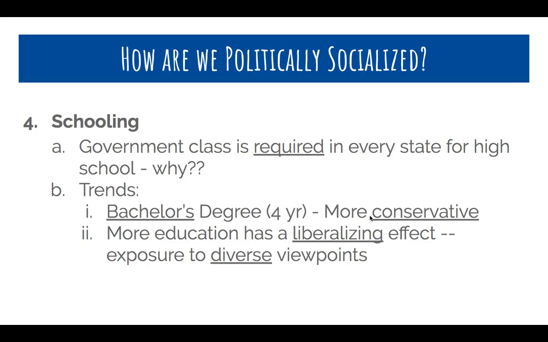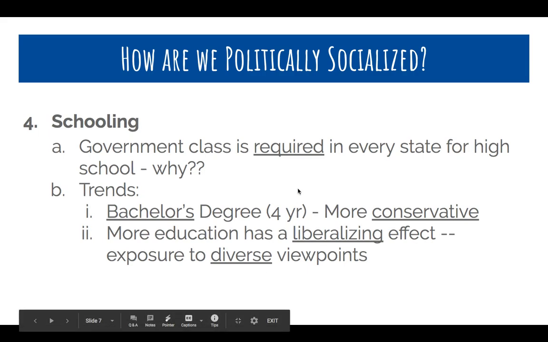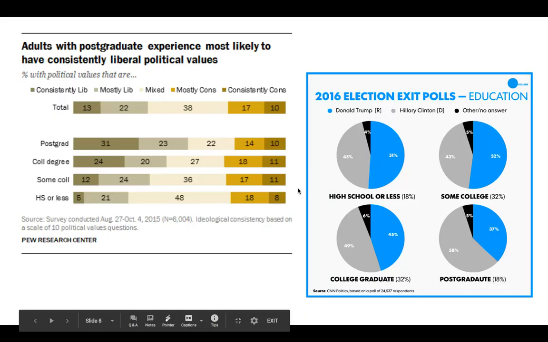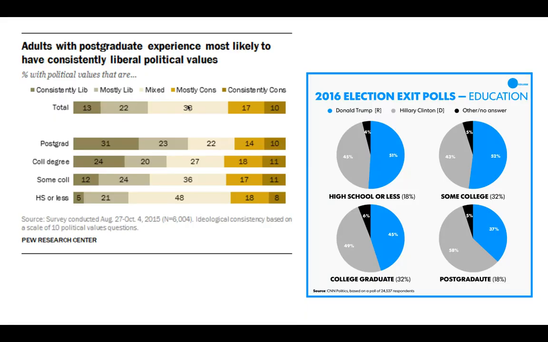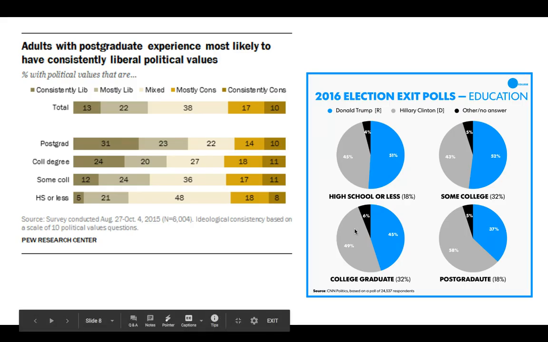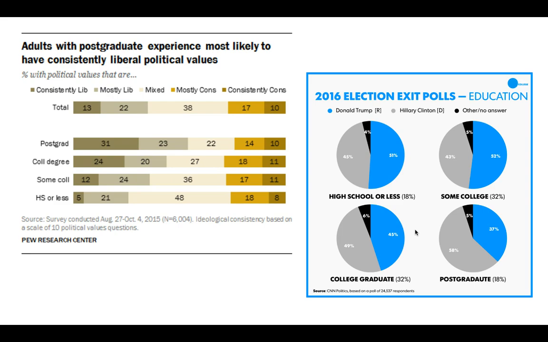And part of this is because there is an exposure on campuses of college to more diverse viewpoints. So as you can see here, this is just reflecting that data. One thing to note is that high school or less often votes Republican and conservatively as well. So in 2016, high school or less, people were more likely to vote for Donald Trump. Some college, again, you see that shifting to the conservative side or Donald Trump. And then college and post-grad, you start seeing that shift to the liberal side of the ideology.